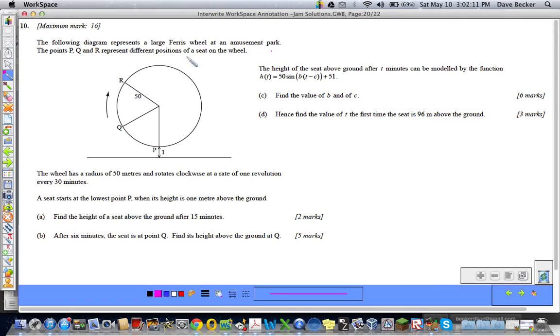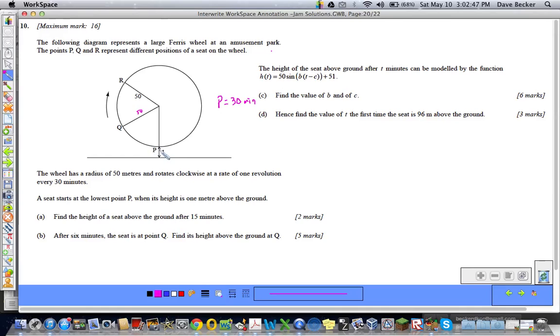Okay, so we have a Ferris wheel. The wheel has a radius of 50. I'm going to put 50 here just for kicks. It rotates clockwise at a rate of 1 revolution every 30 minutes. So that immediately tells me that the period is equal to 30 minutes, and if I need that later, I have it. A seat starts at the lowest point P when its height is 1 meter above the ground, indicated there. Find the height of a seat above the ground after 15 minutes.